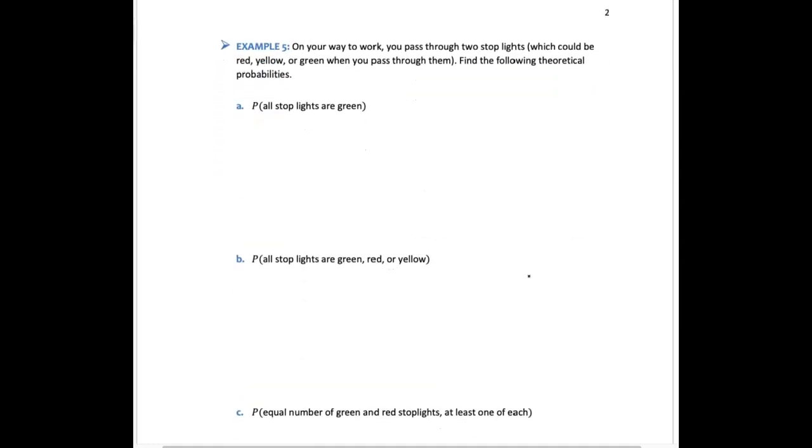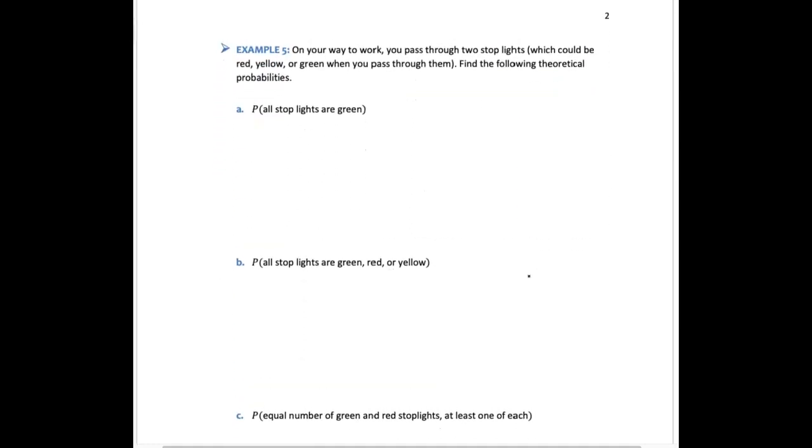Example 5. On your way to work, you pass through 2 stoplights. A stoplight could be red, green, or yellow when you pass through. Find the following theoretical probabilities. Before we find these probabilities, we will draw a tree to show us all of the outcomes here.